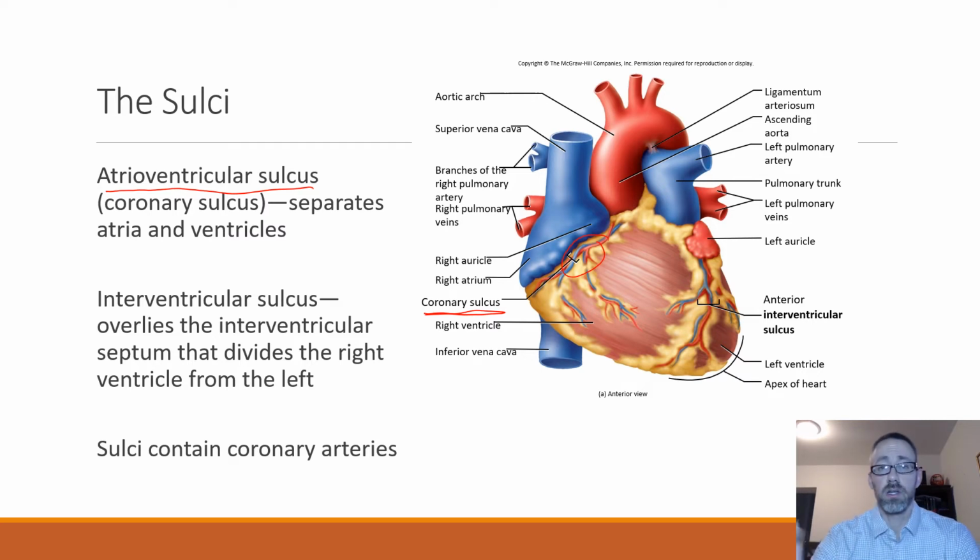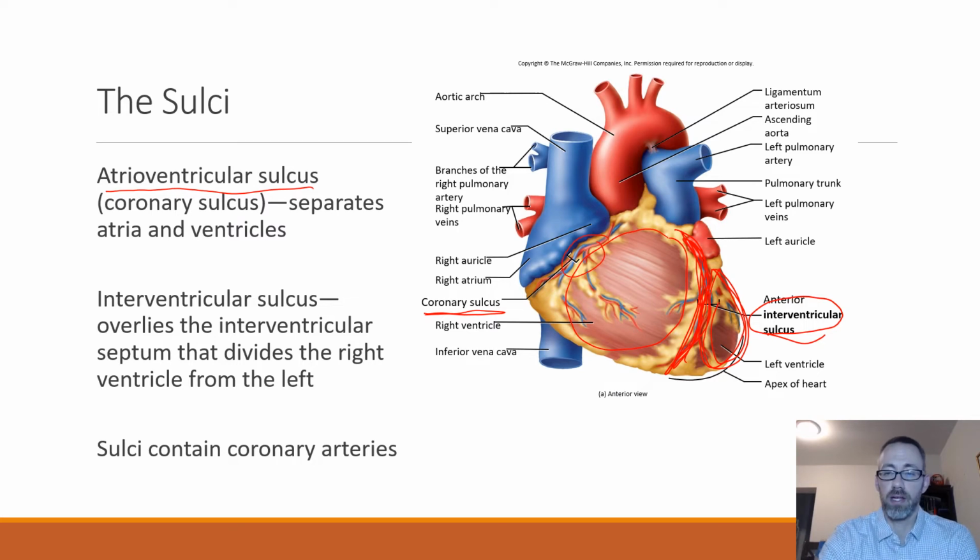The interventricular sulcus is the sulcus between the two ventricles. It separates the right and the left, and you can see that on the surface of the heart. So over here, this is the interventricular sulcus, this portion right here. I'll draw the line there. This whole region right here, again, is the right ventricle. This little segment over here, separated by the sulcus, is the left ventricle.